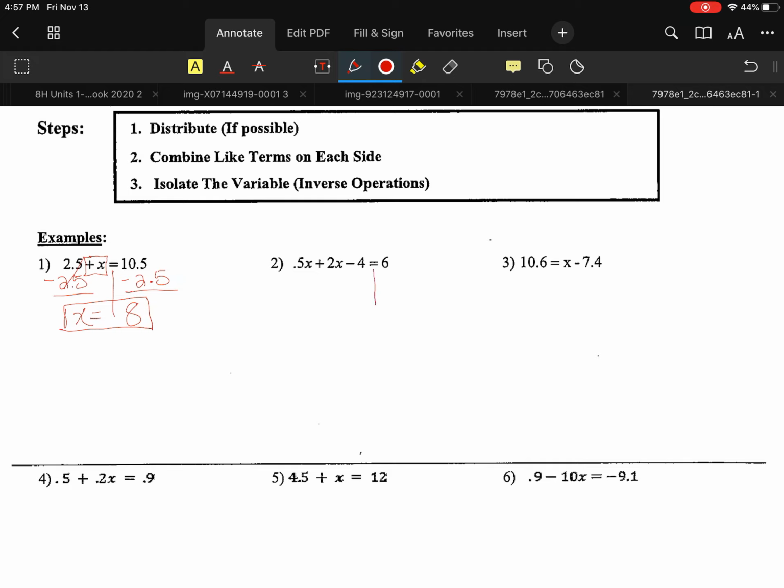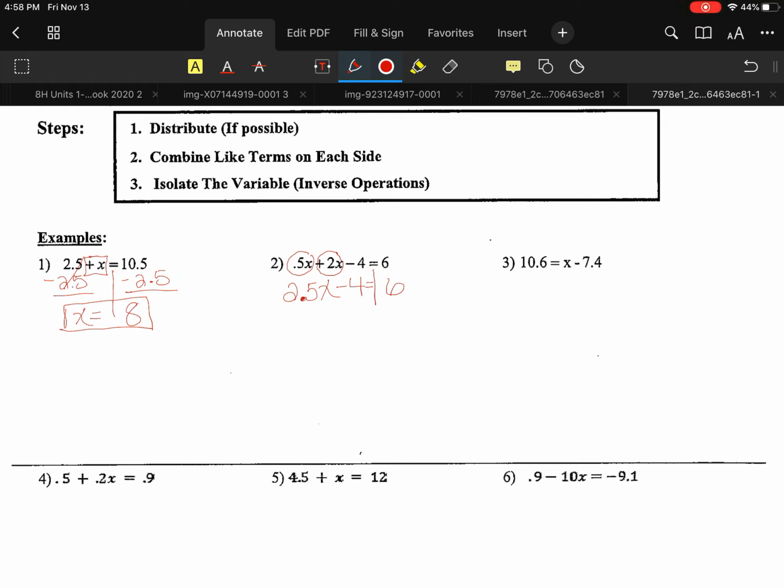Number 2, again, equal sign. I'm going to put the line there. Our goal is to isolate the variable, but I see that I have a 0.5x and a positive 2x together on the left-hand side. So I'm going to start by combining those together. So 0.5 plus 2 is 2.5. So I now have 2.5x minus 4. Make your decimal point nice and dark and obvious so that you don't forget that it's there.